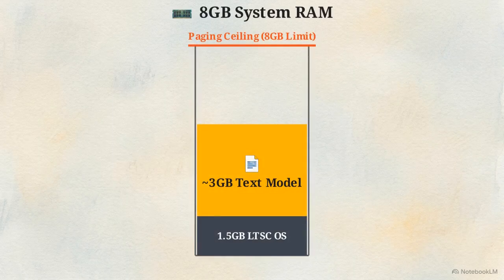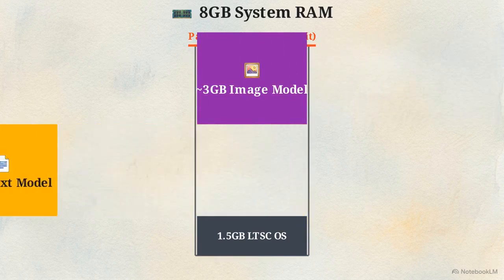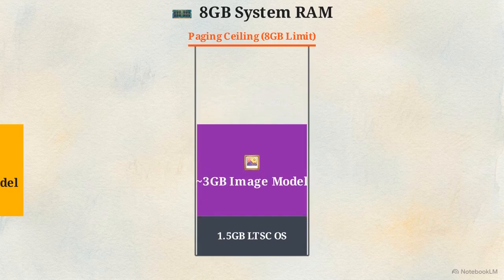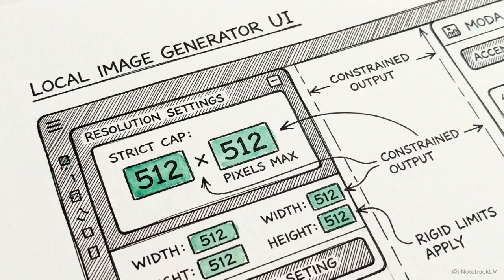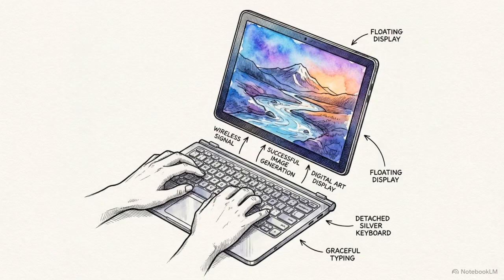As you can see in our RAM budget chart, you cannot run both at once. You have to completely clear out your text model from active memory before loading up your image model. You also have to cap your generations at a strict 512 by 512 resolution. Pushing it higher quadruples the pixel math and guarantees an immediate system crash. Creating images locally on a legacy device works beautifully, provided you manually swap your models and stick to those rigid resolution limits.